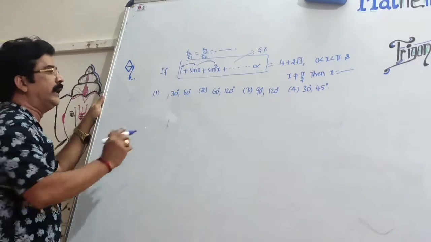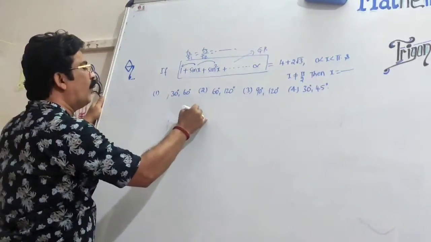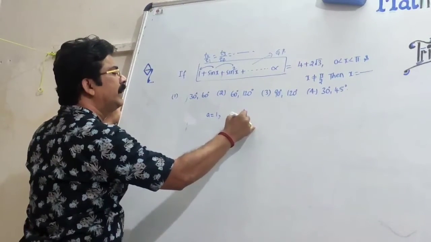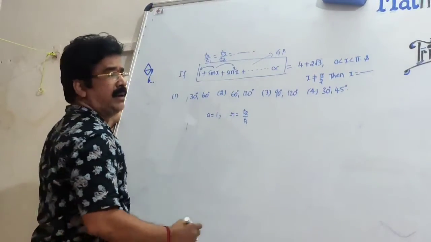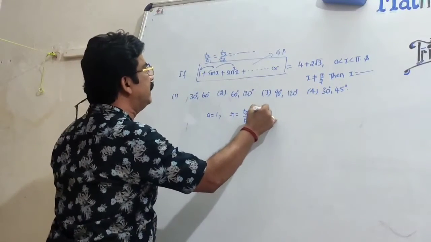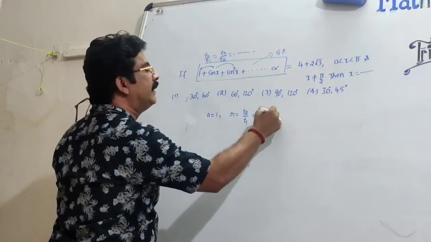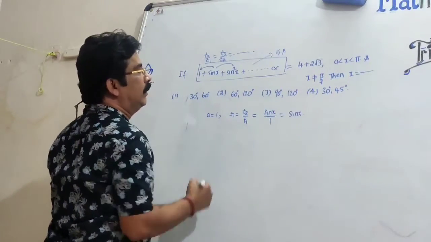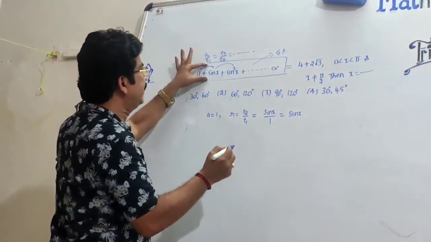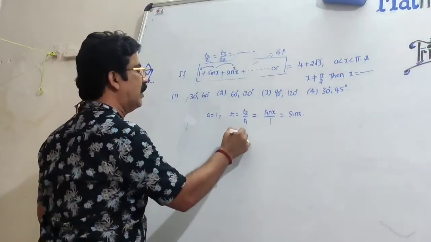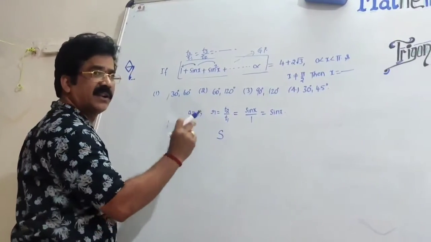Okay. So therefore, here the A value is 1, and the R value we can write as T2 by T1, or T3 by T2. Nothing is wrong. So that is equal to sin x divided by 1, that is equal to sin x. Okay, so it is called sum. Sum means plus is there. S stands for sum.